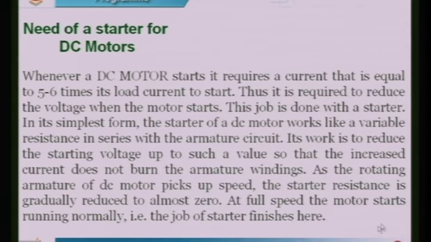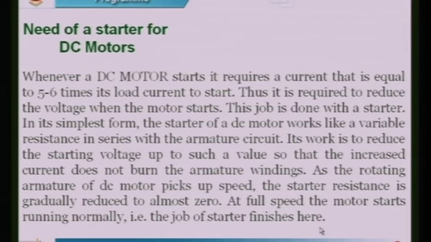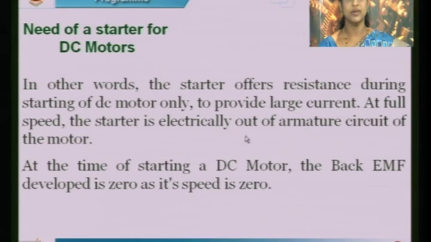At full speed, the motor starts running normally. The job of the starter finishes here. In other words, the starter offers resistance during the starting of the DC motor only, to avoid the large current. At full speed, the starter is electrically out of the armature circuit of the motor. Means you are going to consider it cut in and cut out. Cut in means the full resistance is included. Cut out means you are going to make that resistance equal to 0.